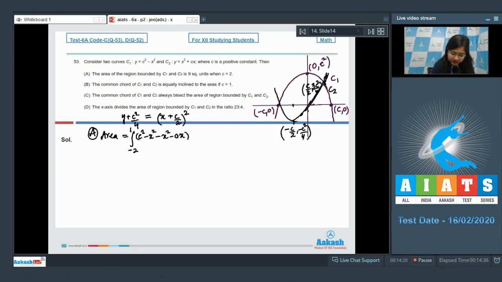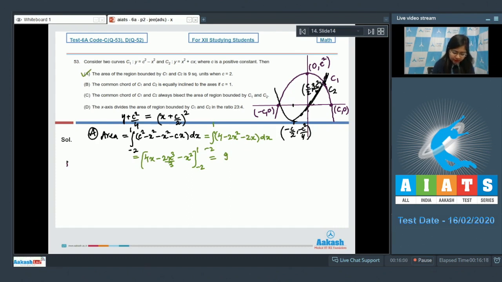minus cx into dx. So this is equal to integral from minus 2 to 1, c square, that is 4, minus 2x square minus 2x into dx. So this is equal to 4x minus 2x cube by 3 minus 2x square by 2 from minus 2 to 1. Now solving this, we will get it equal to 9 square units. So option number A is correct.